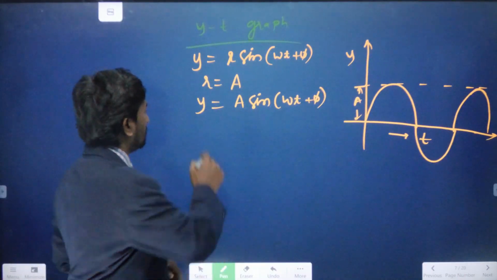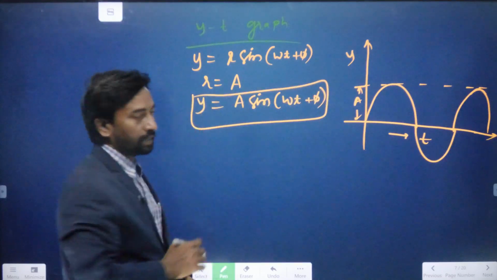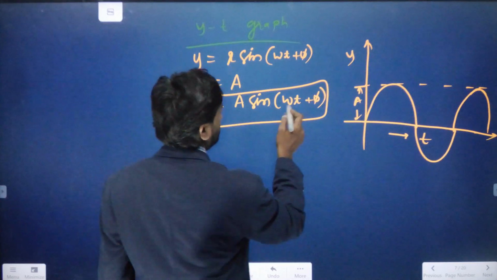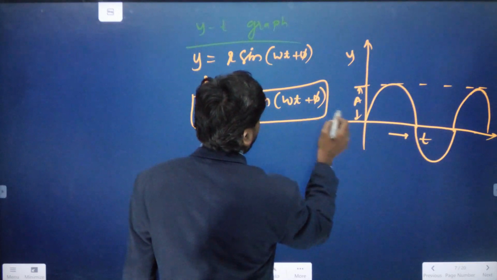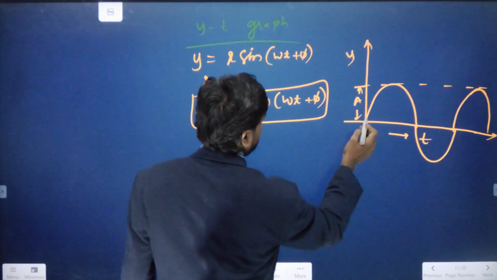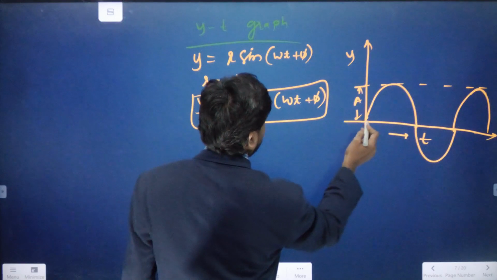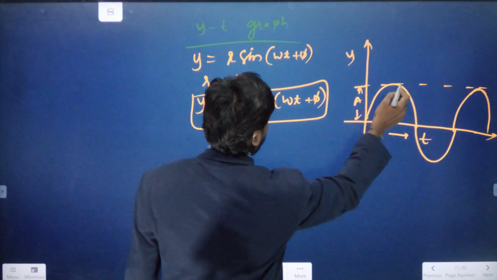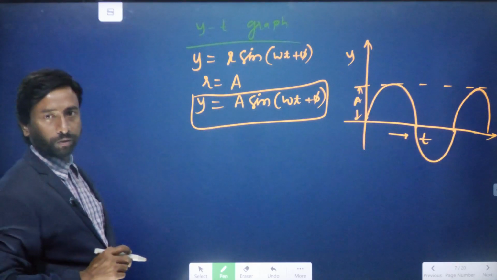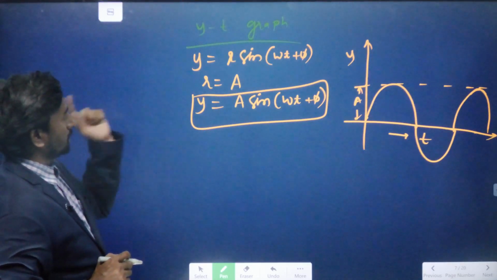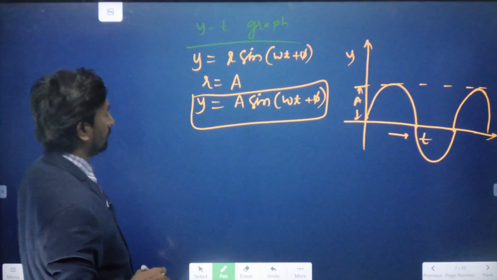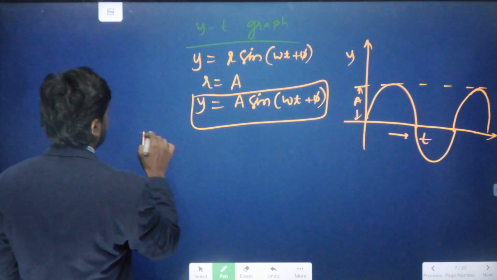So the displacement is represented by the equation of a sine wave. It starts at t equals 0, with a certain phase angle, 0 phase angle here. Next, suppose it is t equals some seconds, the particle goes here like this. At different points, the displacement of the particle varies. So the displacement curve shown is the sine curve. Next we are going to see the equation of velocity.